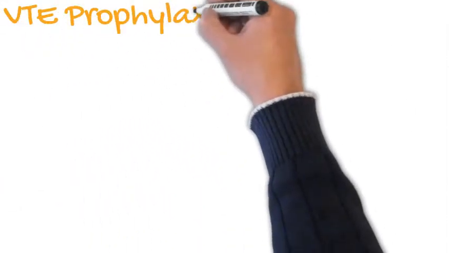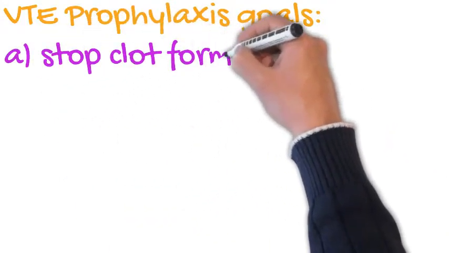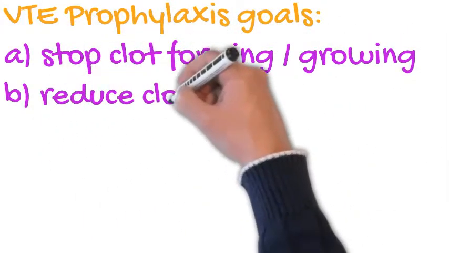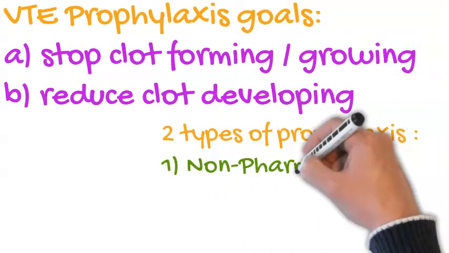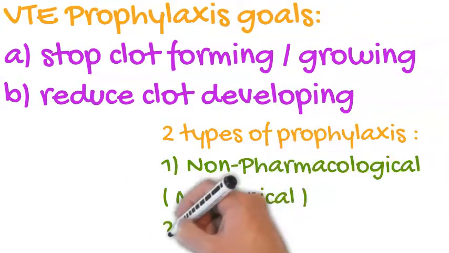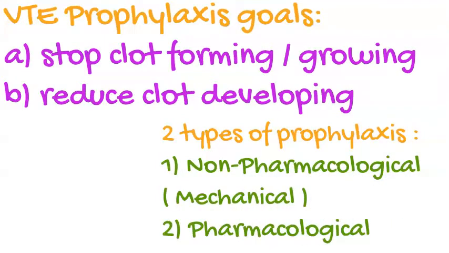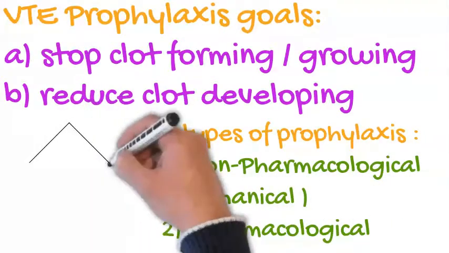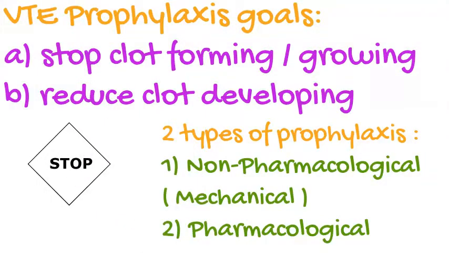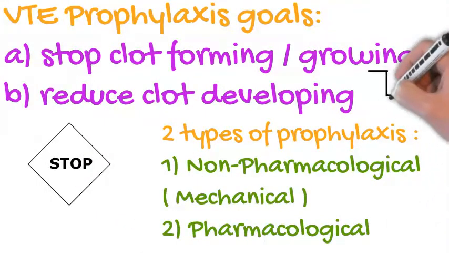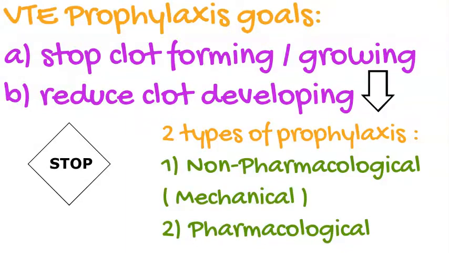The main goals of VTE prophylaxis are: A. Stop clot from forming or growing. B. To reduce chance of another clot developing. There are two types of prophylaxis. It can be divided into non-pharmacological, or mechanical we call it, or pharmacological prophylaxis.